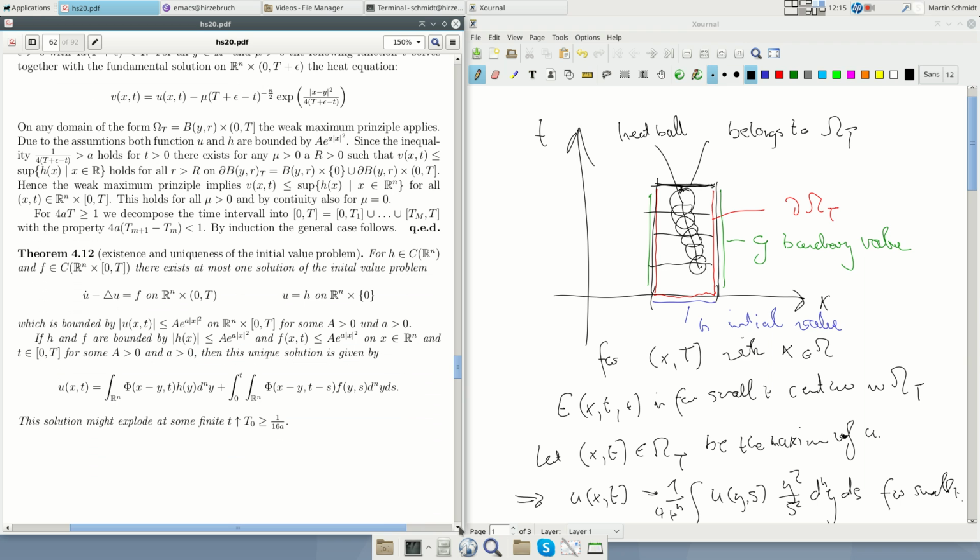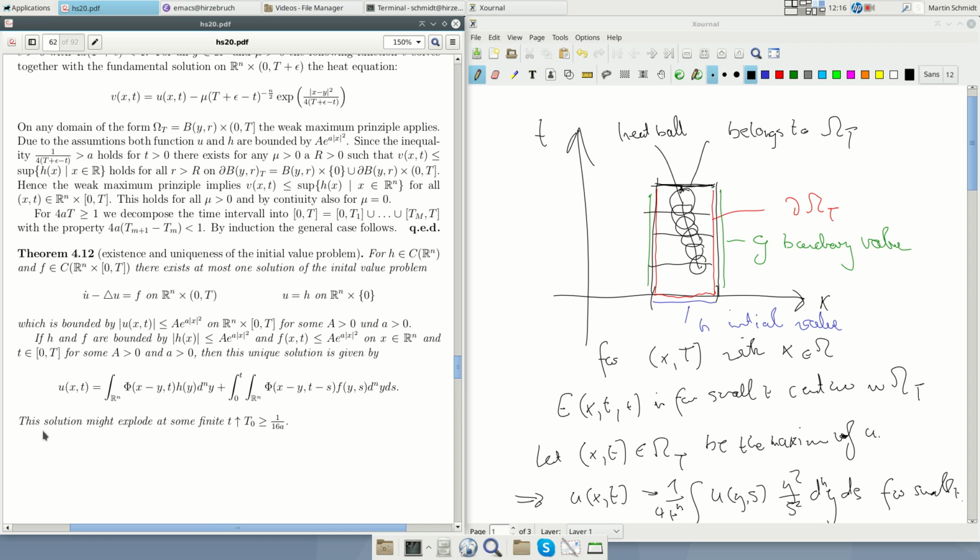So now we want also existence and uniqueness of the initial value problem. We have two statements. For any continuous function h, and for any inhomogeneous function f, which is also continuous, there exists at most one solution of the initial value problem on the whole R^n, which obeys such a growth condition. And if h and f also obey this growth condition, then this unique solution is given by this formula.